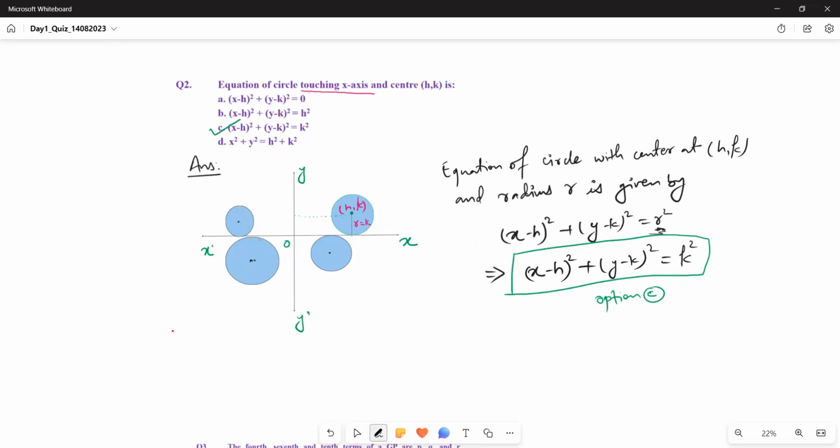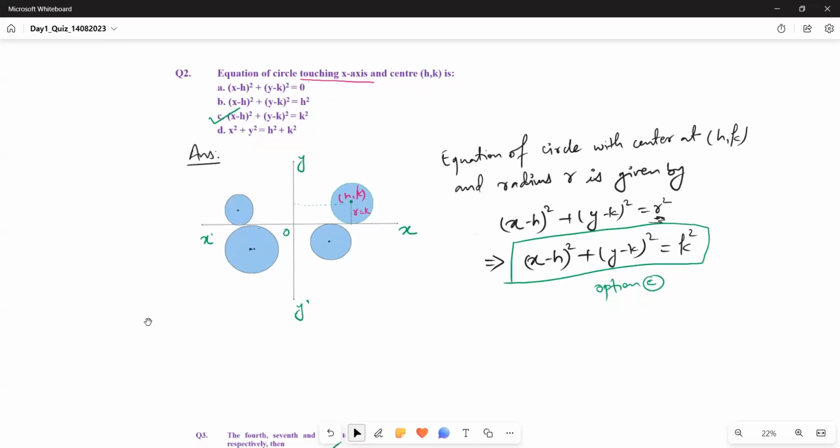So that way you can reject also, but it is simple, it is in a standard form. You can just do (x minus h) square plus (y minus k) square equal to r square, that is k square. So that is also simple. It's not long. So now solving this, we have option C as the correct answer.